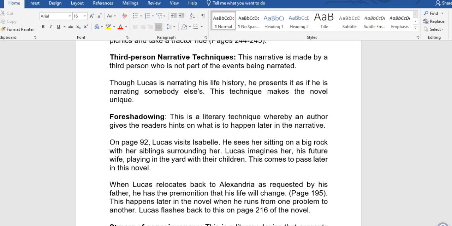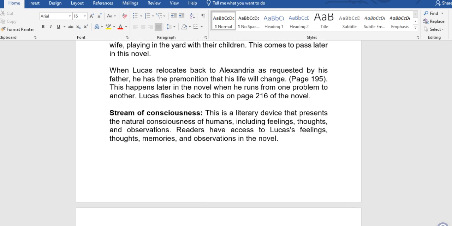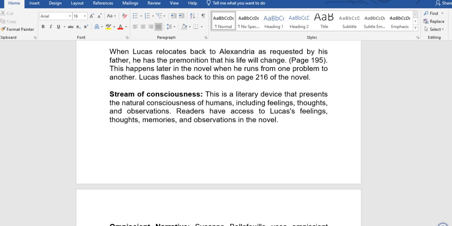We also have the use of foreshadowing. This is a literary technique whereby an author gives the readers hints on what is to happen later in the narrative. On page 92, Lucas visits Isabel. He sees her sitting on a big rock with her siblings surrounding her. He imagines her, his future wife, playing in the yard with their children. This comes to pass later in the novel. When Lucas relocates back to Alexandria as requested by his father, he has the premonition that his life will change. That is on page 195. This happens later in the novel when he runs from one problem to another. Lucas flashes back to this on page 216 of the novel.